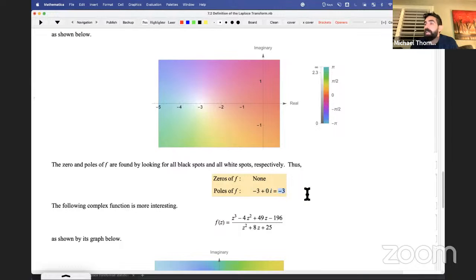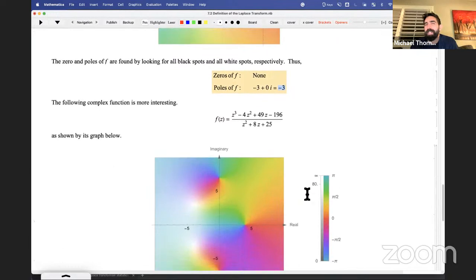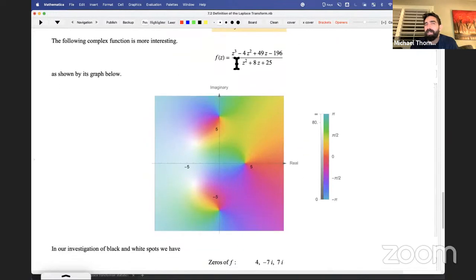All right, now let's talk about one that's more interesting, because that one was pretty boring. Let's look at this function. This is another complex function. The fact that I'm using z means that it's complex. This is what the graph looks like. You notice we've got 4 dimensions here. We have the complex plane, which is 2 of the dimensions, which you can see. And then we have lightness and we have hue.